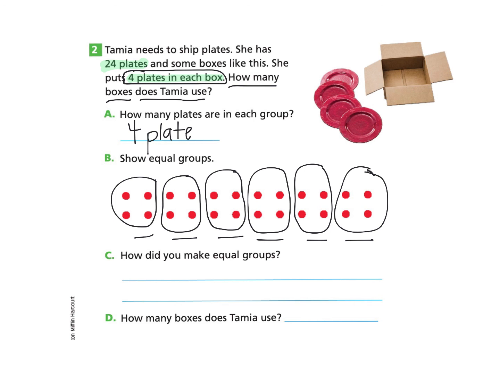Part C is asking, how did you make equal groups? One answer would be, I circled groups of 4 until all 24 counters were in groups. You may need to pause and write your own ideas in there, but that's one explanation of what we did to create the equal groups. All right, our final question. How many boxes does Tamia use? We know that she used 6 boxes because we created 6 equal groups. You are always welcome to go back and rewatch this video and pause along the way anytime as needed.